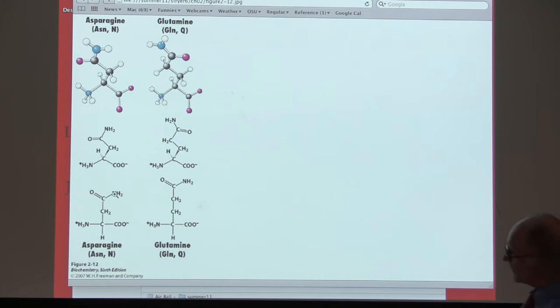Glutamine is another one. So in essence, these guys each have an extra amine group. We won't talk about it here, but if you ever take amino acid metabolism, you'll discover that these two are very important because they allow movement of nitrogen in the nitrogen cycle. Very, very important consideration, but we won't talk about that here.